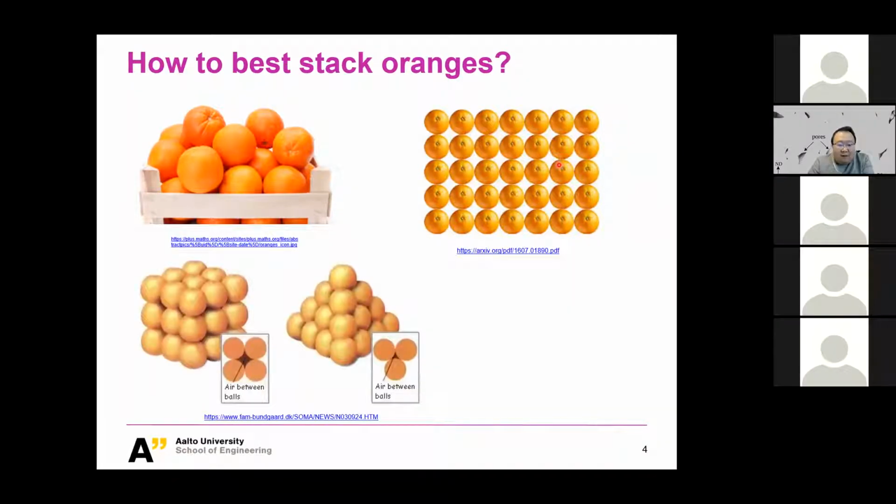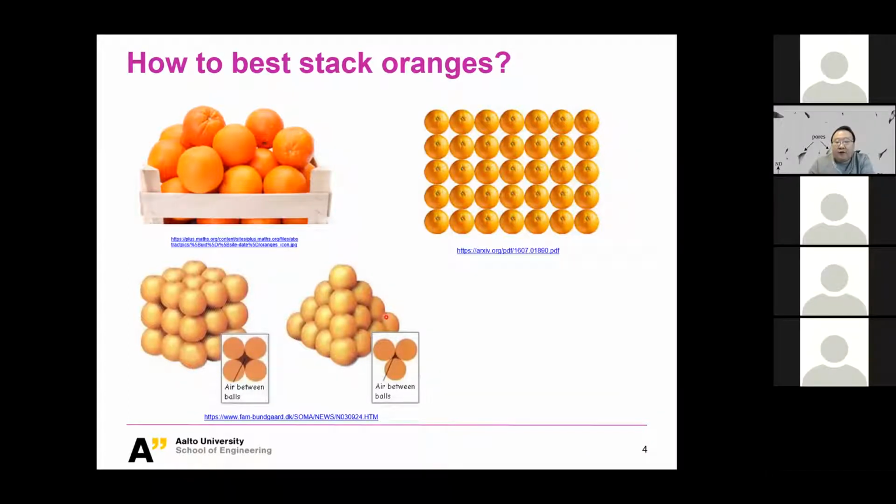Now I'm giving you 2 more different stackings. You can see this is 3D already, but it is nothing different from this 2D. Basically, you just put one layer up and you get this 3D regular stacking. And there's another one. I think most of you, if I gave you a certain number of oranges and asked you to stack them, would probably go this way.